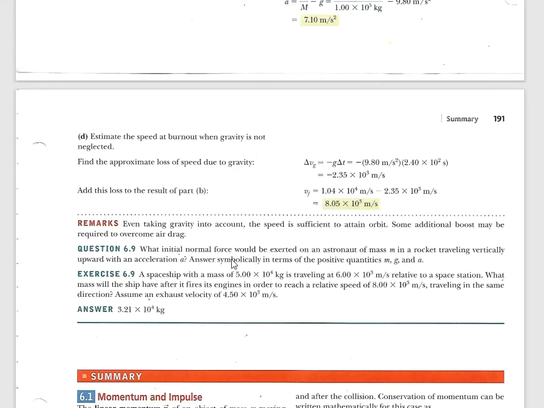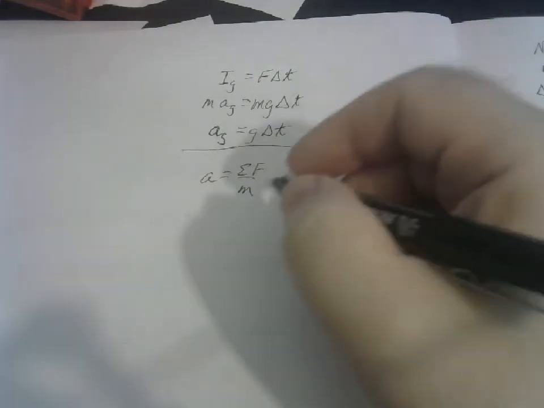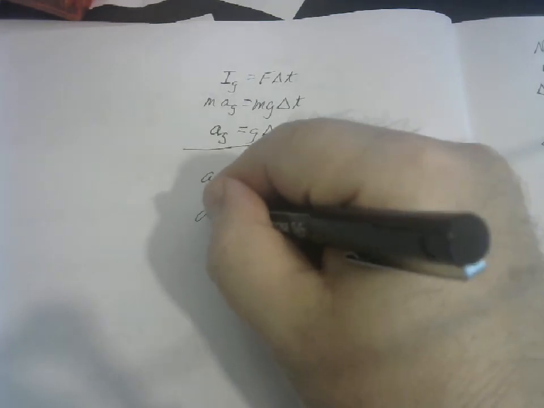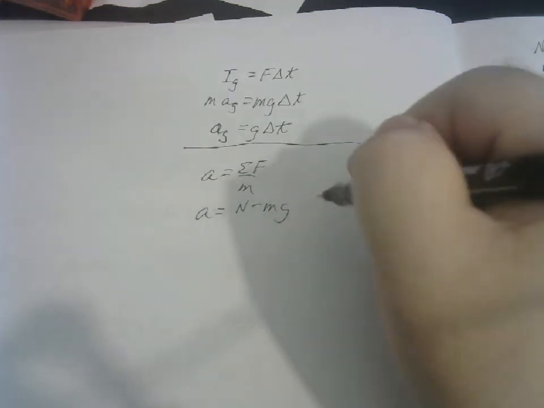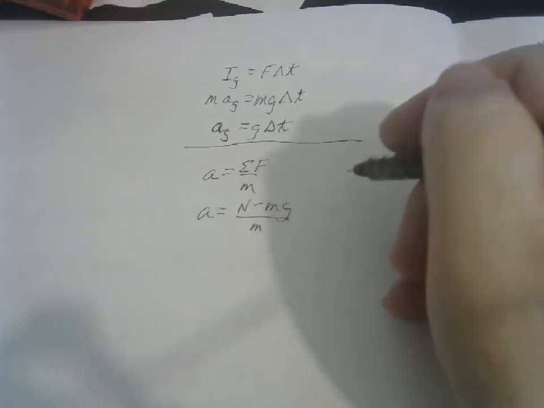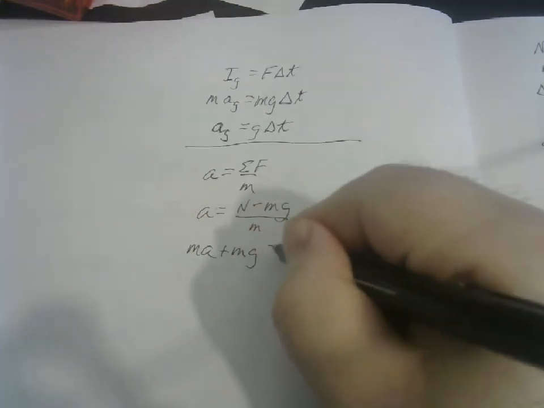Question 6.9. What initial normal force would be exerted on an astronaut of mass m in a rocket traveling vertically upward with an acceleration a? Answer symbolically in terms of the positive quantities m, g, and a. This would have the form acceleration equals the sum of forces divided by the mass. And we would have acceleration equals the normal force acting upward minus his mass times gravity acting downward, divided by his mass. And so ma plus mg equals N.